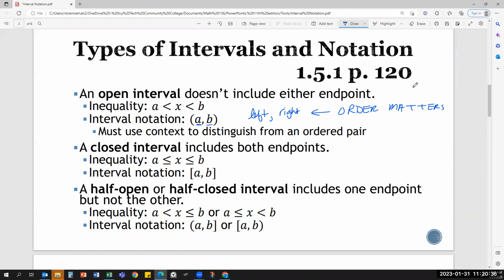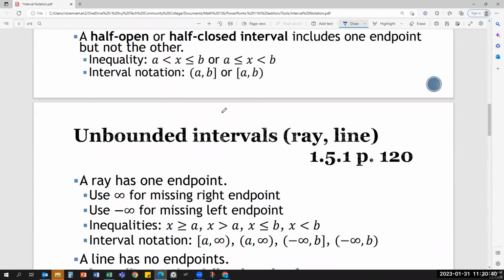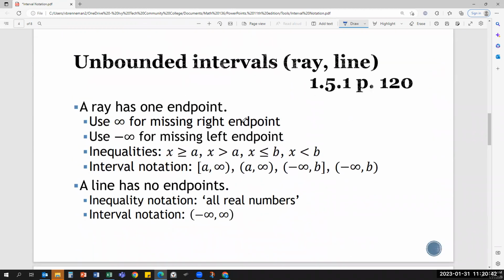So those are all the possibilities of an actual interval, but we also can use interval notation for rays and lines. So a ray is when there's an endpoint and then an arrow in one direction. A line has an arrow in both directions. So what we do is we use infinity or negative infinity for the missing endpoints. So you can think of these arrows on each end of the number line being labeled as infinity and negative infinity. And so if you have the arrow, that's what you would use as that endpoint.